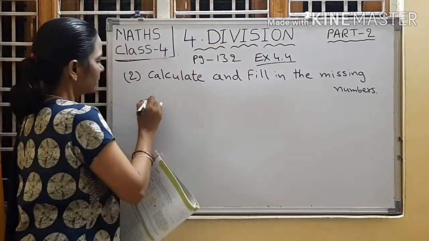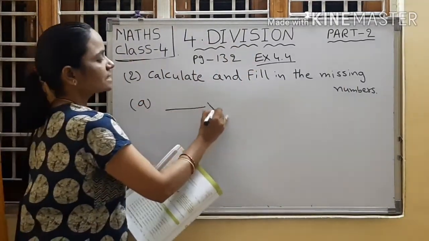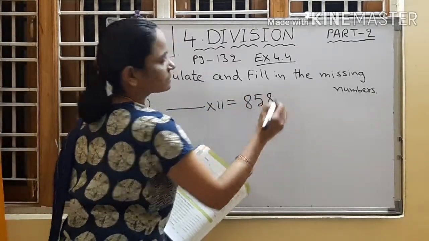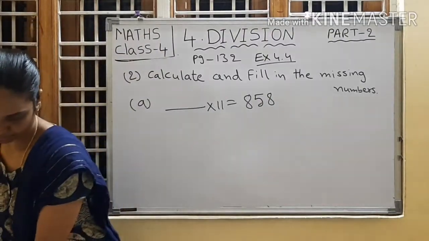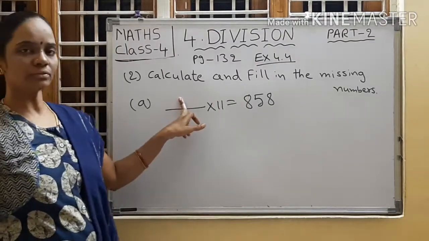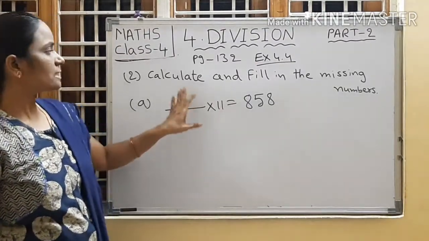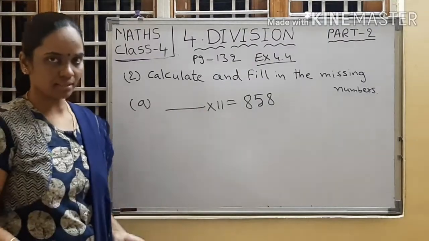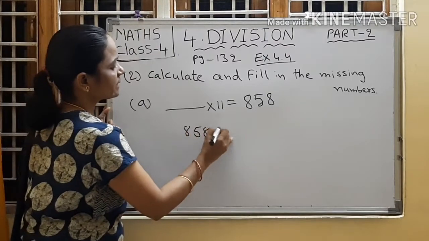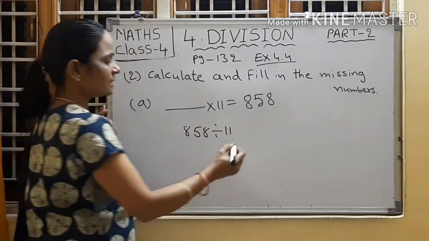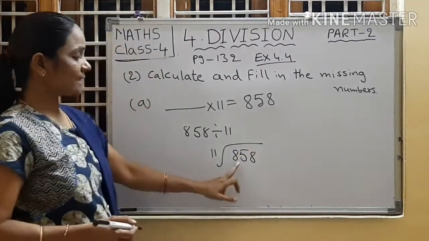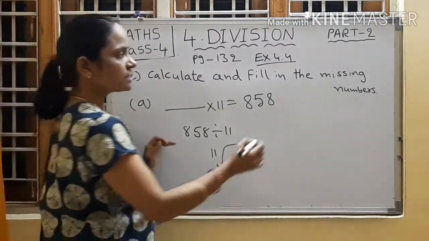From this A bit I am taking, children. Dash into 11 is equal to 858. What do we have to do to fill this number? To fill this multiplication fact, we have to take division. What is that division? 858 divided by 11. Okay? Take long division: 11 outside, 858 inside. Write down the 11 table, all of you.